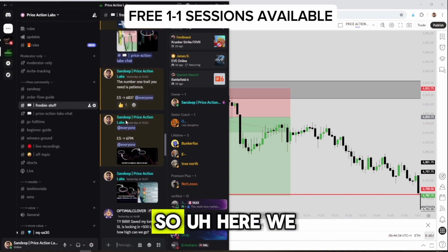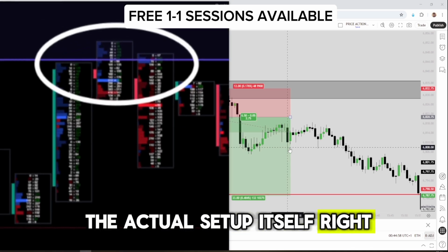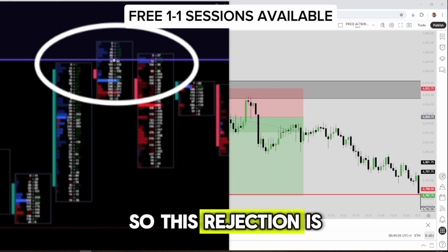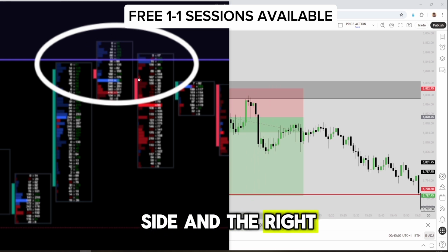good setup, right? So here we go. So this was the actual setup itself, right? And there we go. So this rejection is the same as this candle on the left, right? So the left-hand side and the right-hand side are the same.